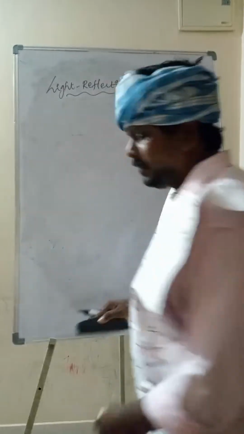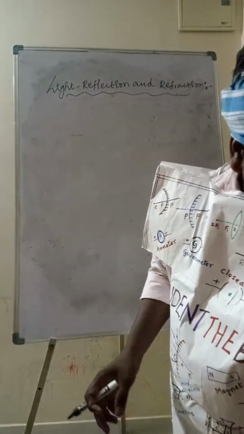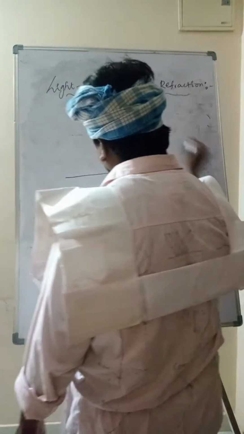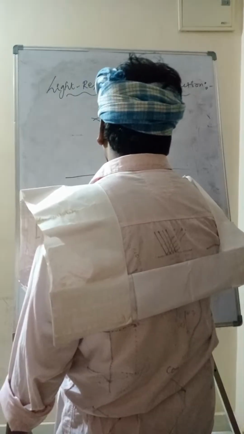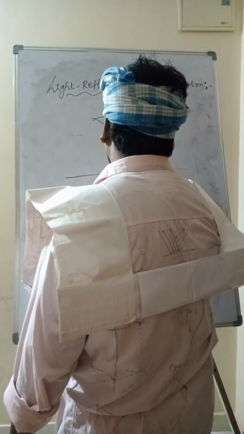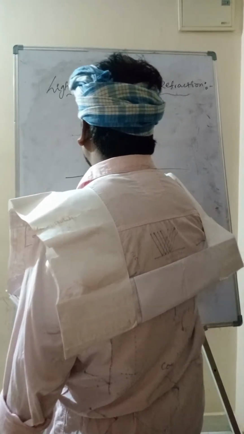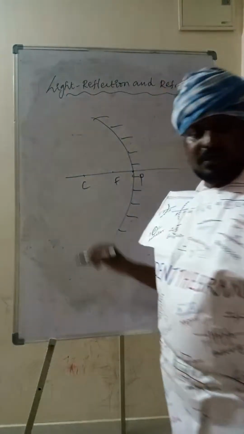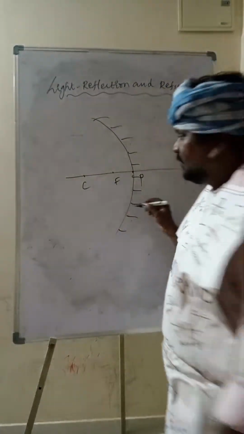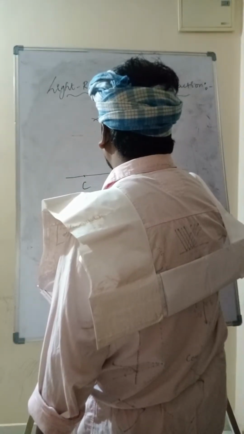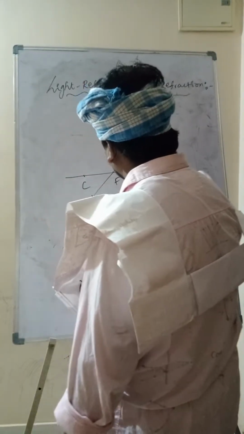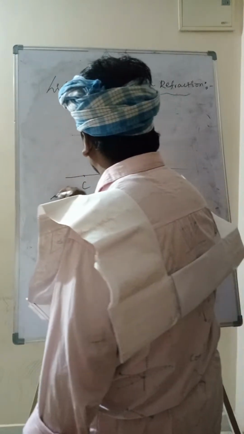So very very important case. So last case, you can see I am taking the last case. So pole, focus, center of curvature. Object is placed between F and P. One light ray I am taking, passes through like this. Another light ray.